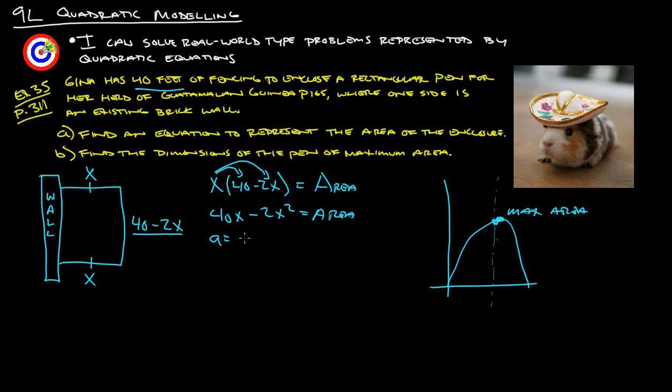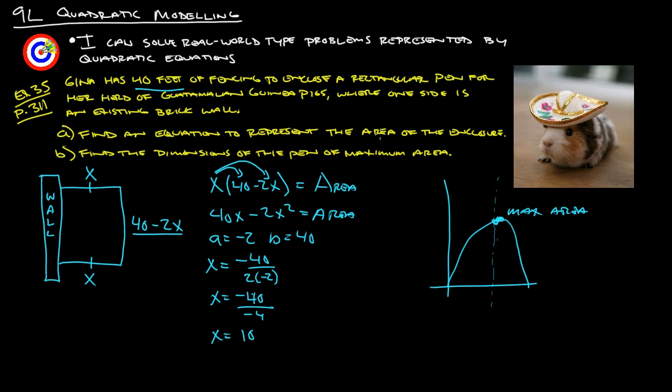In this case, a equals -2 and b equals 40. So to find our axis of symmetry, x equals -40 over 2 times -2, so we get -40 over -4. The axis of symmetry is at 10. That means the area is maximized when one of these sides here is equal to 10.